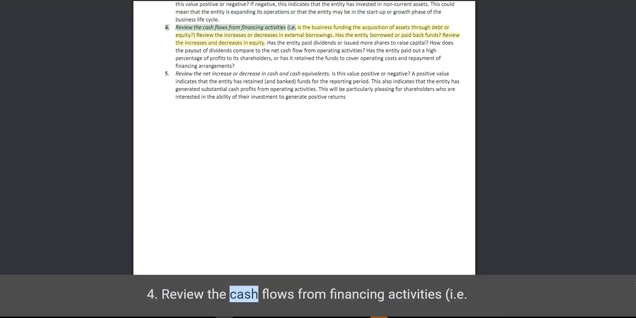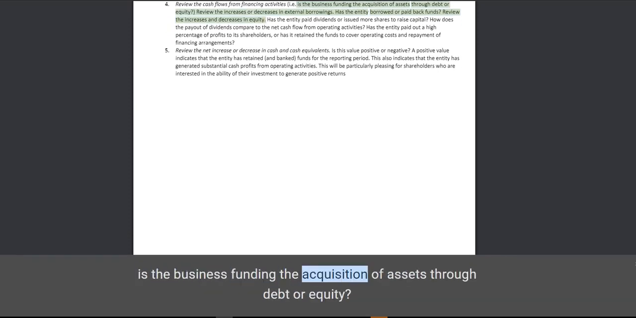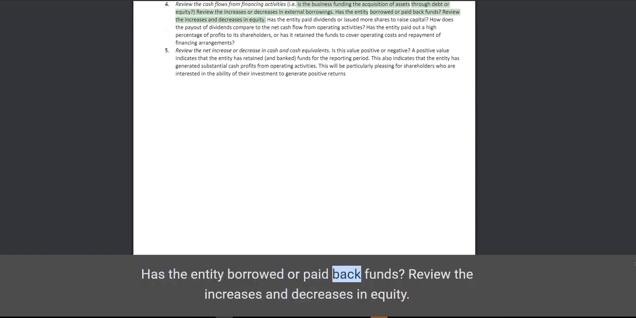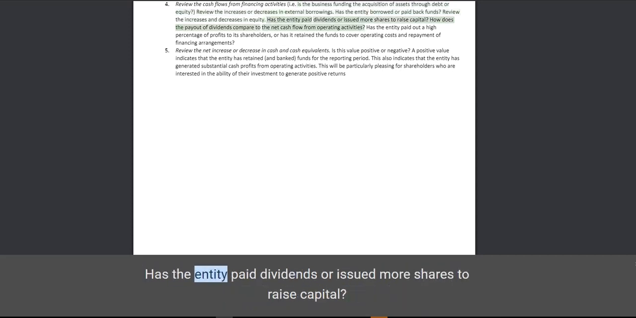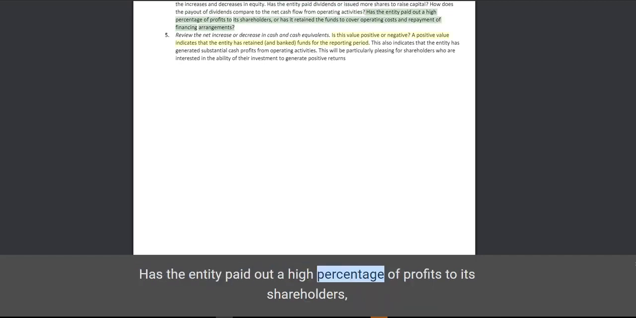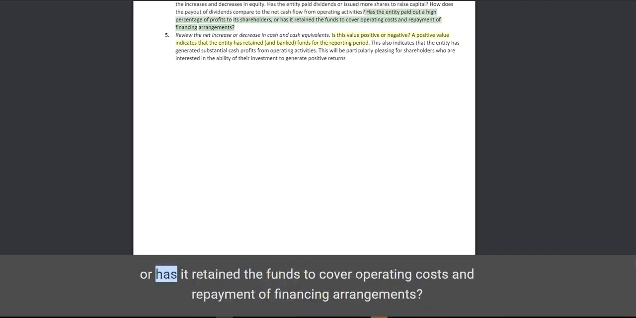4. Review the cash flows from financing activities, that is, is the business funding the acquisition of assets through debt or equity? Review the increases or decreases in external borrowings. Has the entity borrowed or paid back funds? Review the increases and decreases in equity. Has the entity paid dividends or issued more shares to raise capital? How does the payout of dividends compare to the net cash flow from operating activities? Has the entity paid out a high percentage of profits to its shareholders, or has it retained the funds to cover operating costs and repayment of financing arrangements?